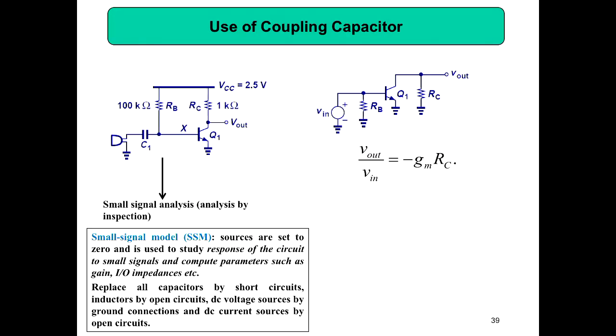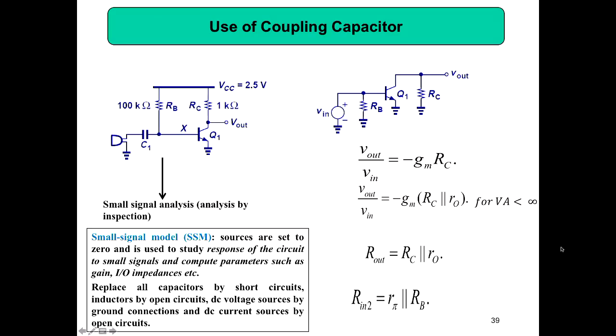We did something similar circuit. And then Vout by Vin with early effect. What will happen is RC parallel RO, because you take into account RO, and that is with early effect. So then your Rout will become RC parallel RO. When you don't have early effect, RO equals infinity.